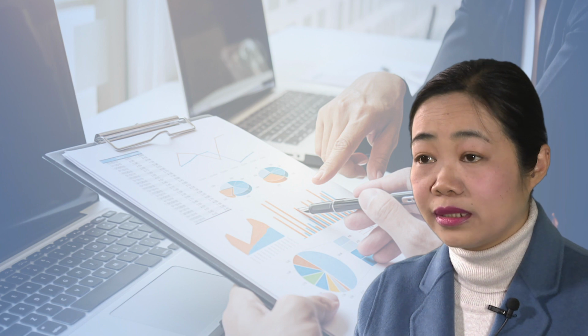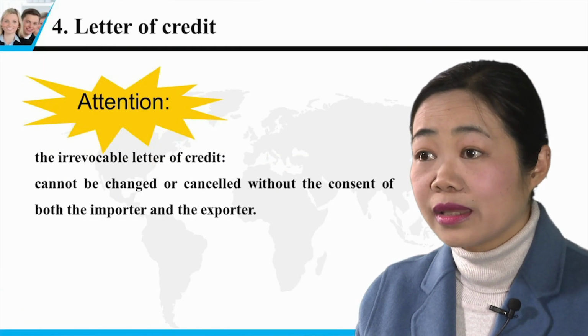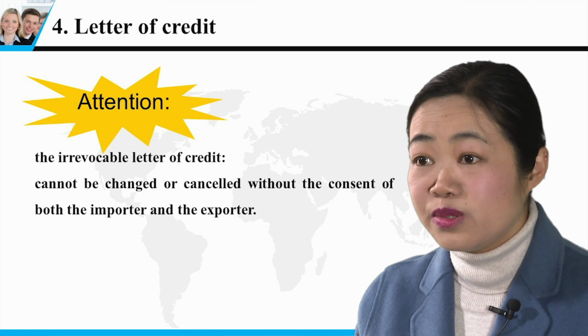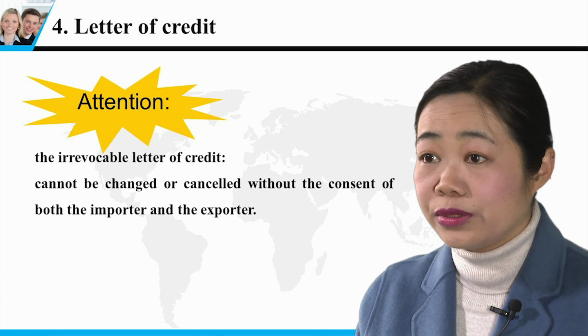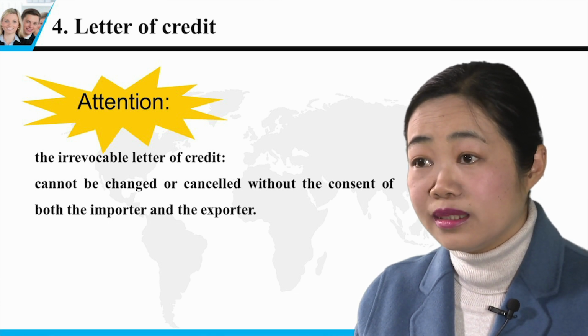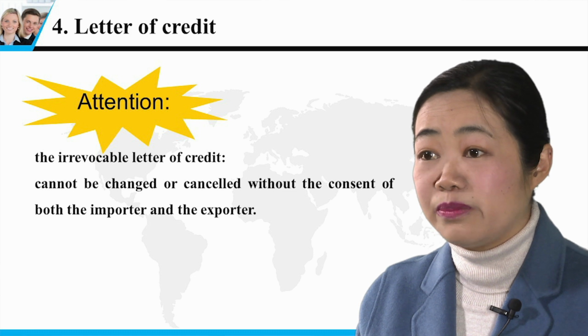The most widely used type of credit in international trade is the irrevocable letter of credit, which cannot be changed or cancelled without the consent of both the importer and the exporter. In a confirmed irrevocable letter of credit, the confirming bank adds its irrevocable commitment to pay the beneficiary, that is, the exporter. The confirmation is an additional guarantee of the payment.